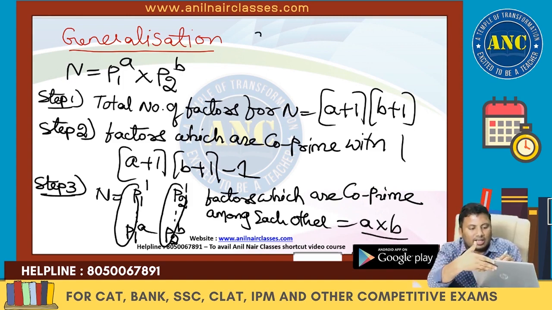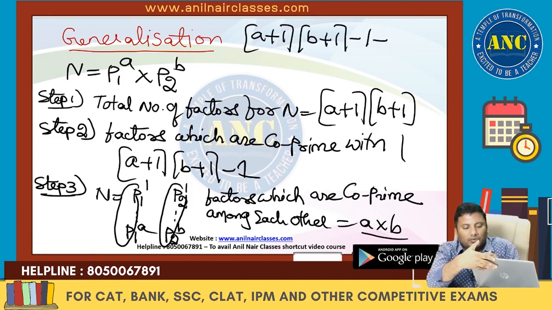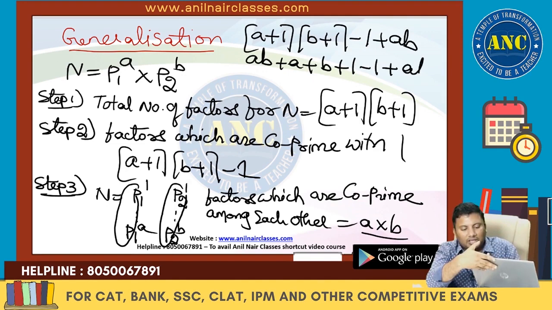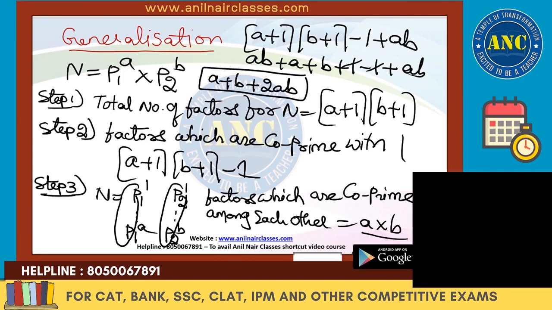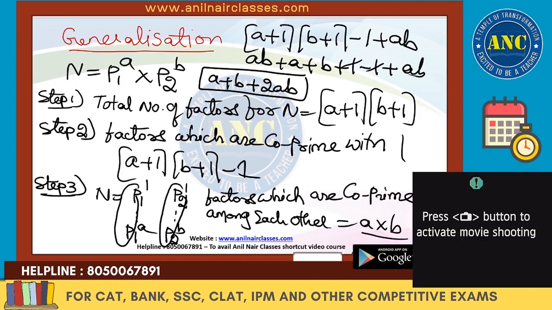So the total answer is (A plus 1) into (B plus 1) minus 1, plus AB. That is AB plus A plus B plus 1 minus 1 plus AB. The answer is A plus B plus 2AB. What are A and B? A and B are nothing but the powers of the prime numbers. Please make a note of it. I hope the logic is clear. Why it should be A plus B plus 2AB.